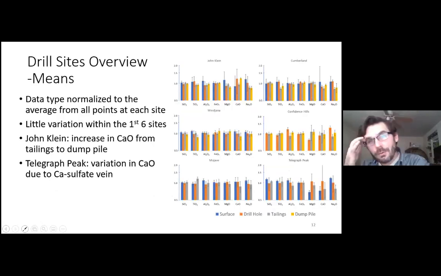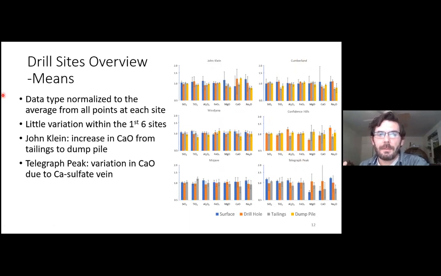All right, so I want to do a bit of an overview through all these sites. So here we have the 3 sites on the crater floor, and then the 3 sites in Telegraph Peak. The data shown here, in order to be able to show silica through sodium fairly well, is the average for each data type normalized to the average composition at each site. And basically, we just do not see a lot of variation in these first 6 sites.